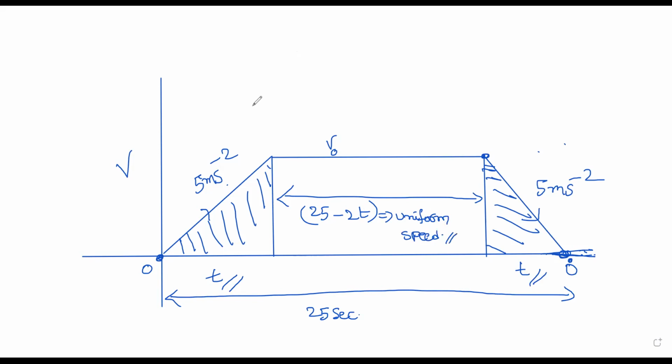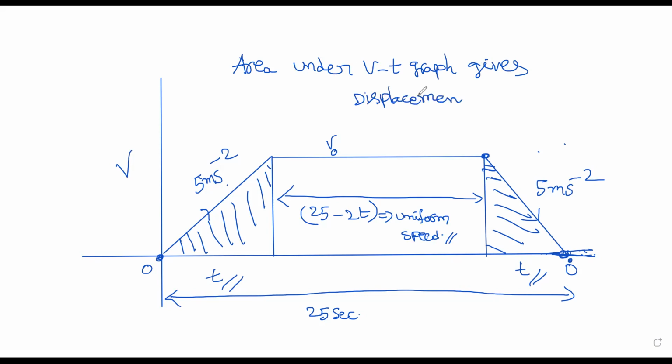And now the next part we have to understand is that the area under the VT graph gives displacement. So this is the idea with which we had to go. You can pause the video and make a note of this graph. And now here, V average, they have given us as 72 kmph.